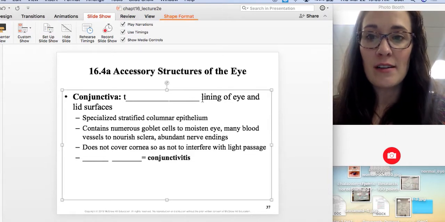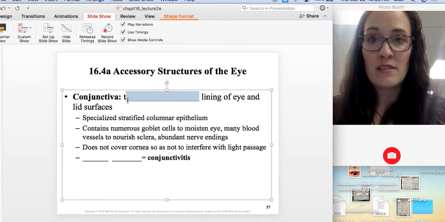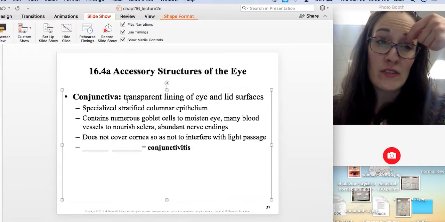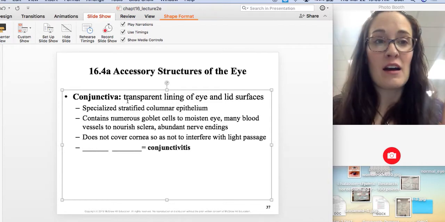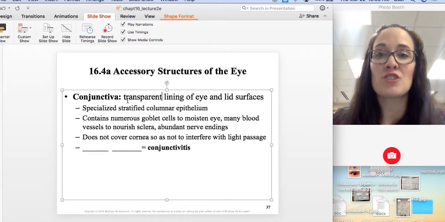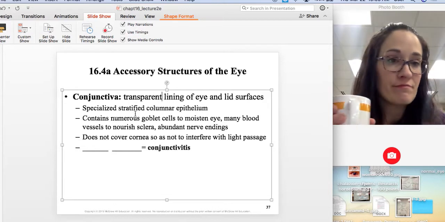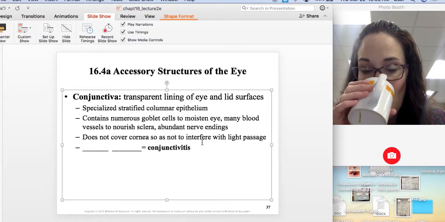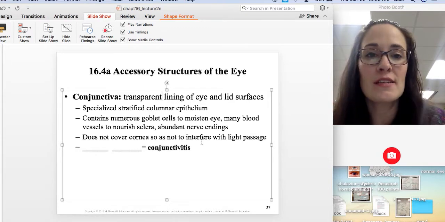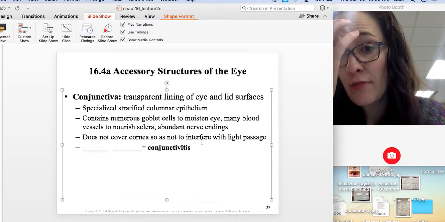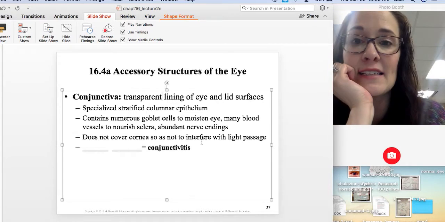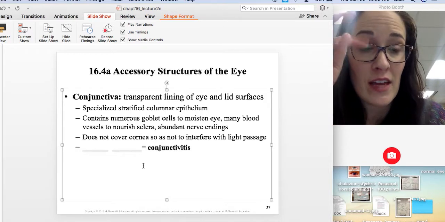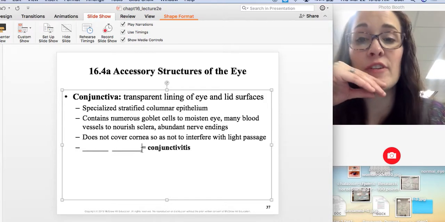The conjunctiva is a transparent lining of the eye itself and the lid surface. Have you ever seen somebody flip their eyelids up? That red lining is the conjunctiva. It is made of epithelial tissue, has many goblet cells which secrete mucus. And that mucus is to moisten the eye, and it has many blood vessels, that's why it appears red, and many nerve endings. It does not cover the cornea, however, so it covers the white part and then the inner eyelids, so it doesn't interfere with light passage.